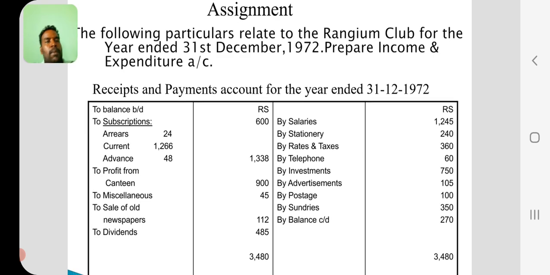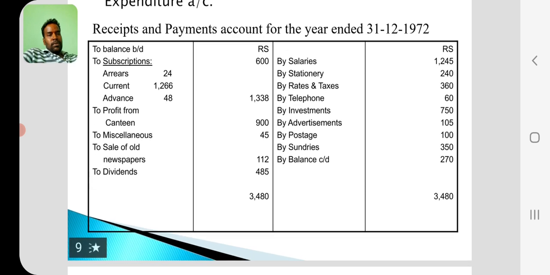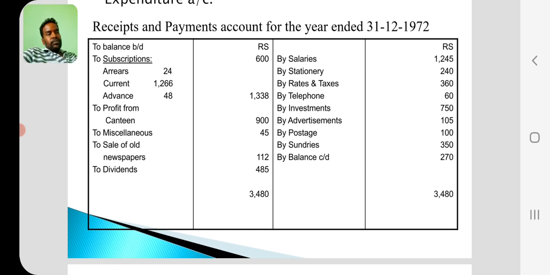So see here, the assignment. The following particulars relate to the Rangian Club for the year ended 31st December 1972. Prepare the income and expenditure account. Receipts and payments account for the year ended 31/12/1972.